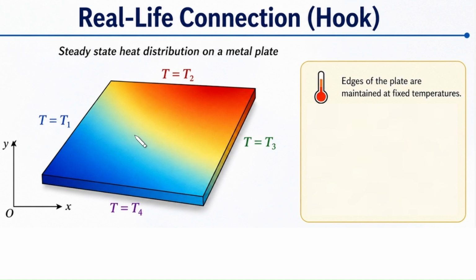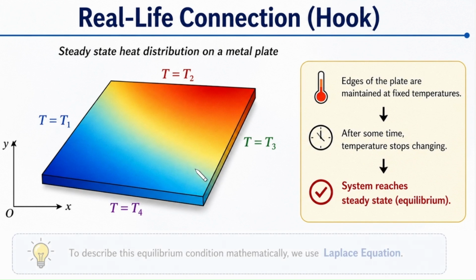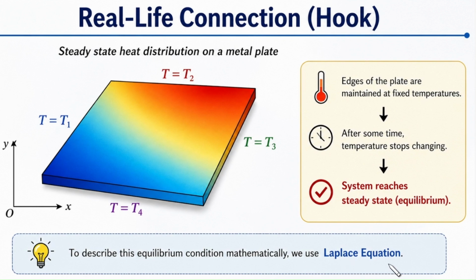But after some time, something important happens. That is, the temperature stops changing with respect to time. In that state, we call this condition the steady state, or sometimes equilibrium. Steady state means heat is still present, but there is no change in temperature with respect to time. To describe this equilibrium condition mathematically, we use something called the Laplace equation.